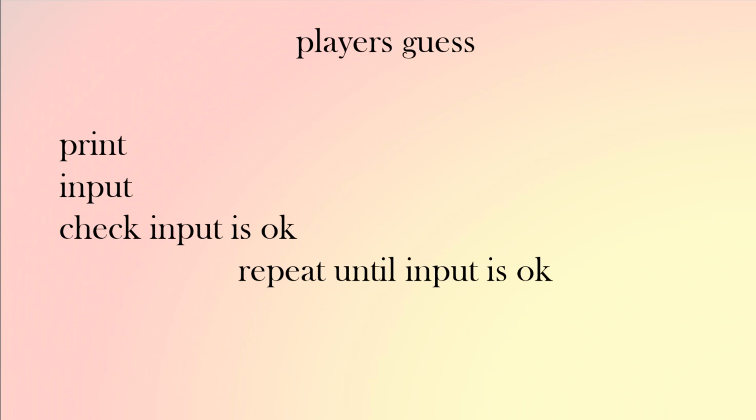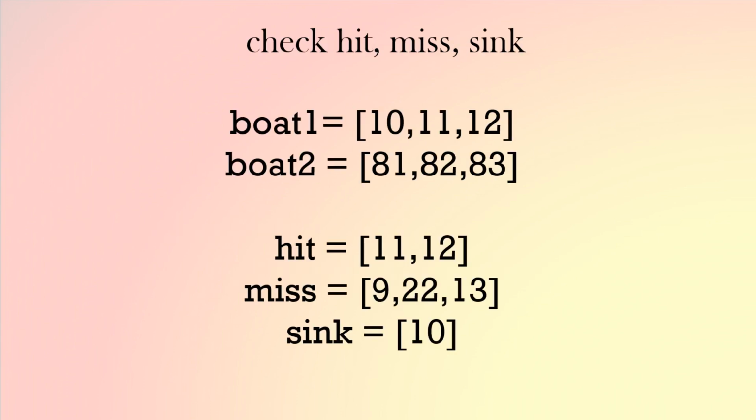Now how does a player guess? Well, we're going to give them a message, they enter a number, we check that's okay, and that's it. If they give us a wrong number, then we just repeat what we've just done. Now how do we check if it's a hit, miss or sink? Well, we've got our numbers as the boats, and then we're going to keep a record of which numbers have hit, which ones have missed, and which one has sunk the boat. That will become clearer as we start doing the code.